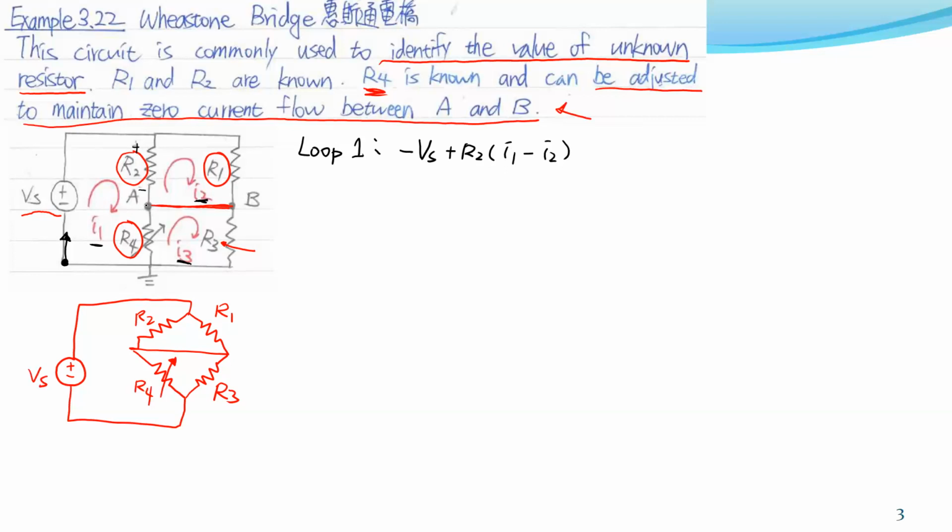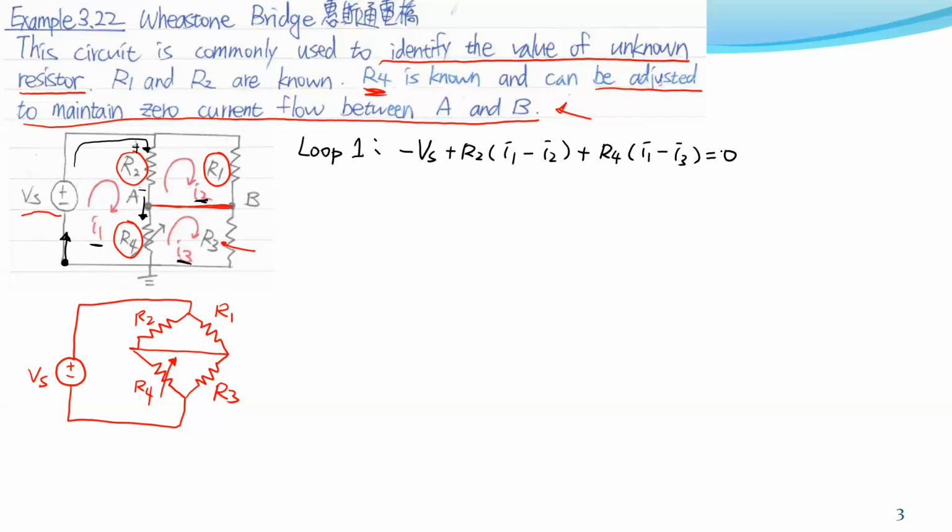And then it goes to R4, because it is this direction within loop 1, and we keep going to R4. So we have plus, because the resistor always consumes energy, R4 times (I1 minus I3), because I1 and I3 are in the opposite direction. And then the summation of the voltage within a loop is 0. So this is the first equation.